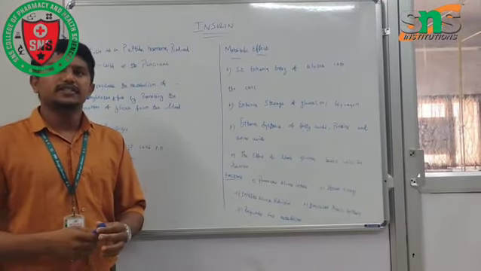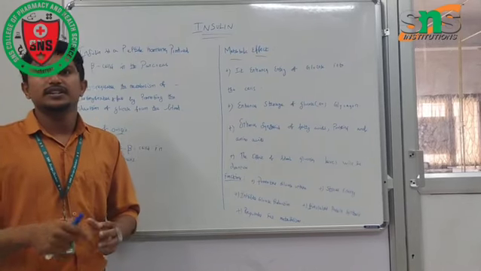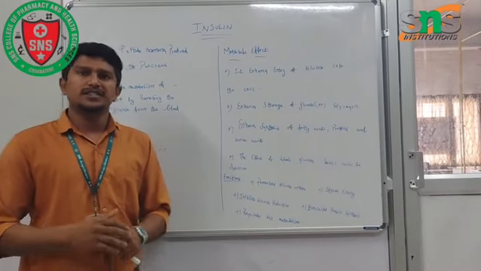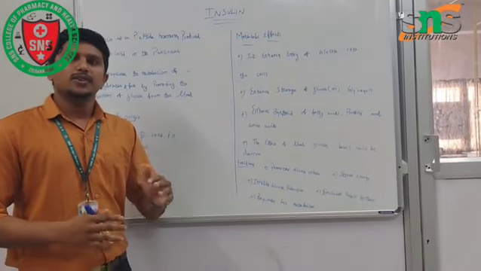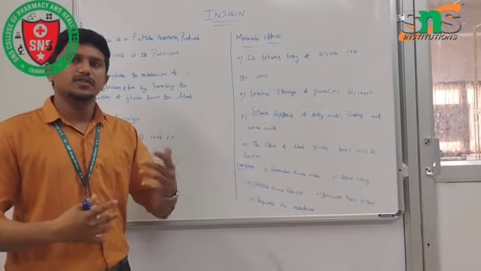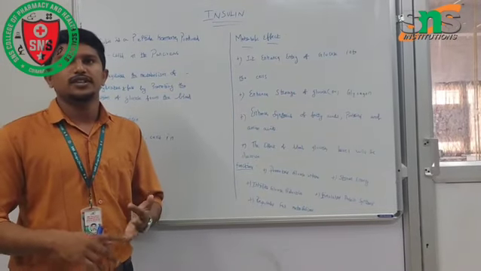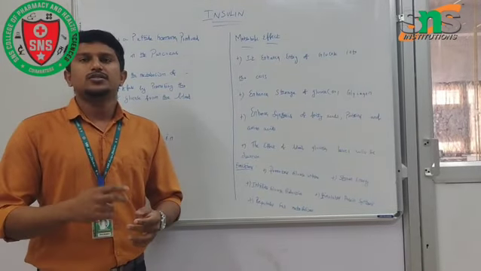What is the role of the pancreas? The pancreas is one of the vital organs present behind the stomach. Its role is food digestion, and it regulates blood glucose levels.